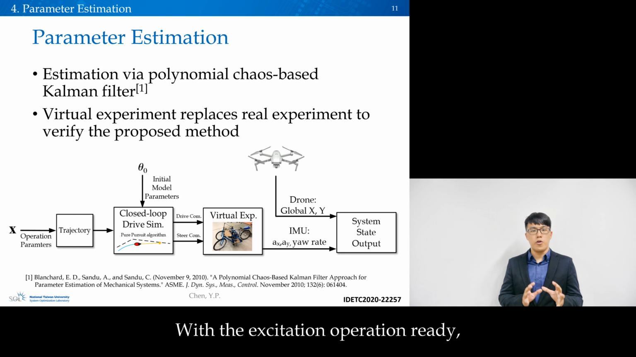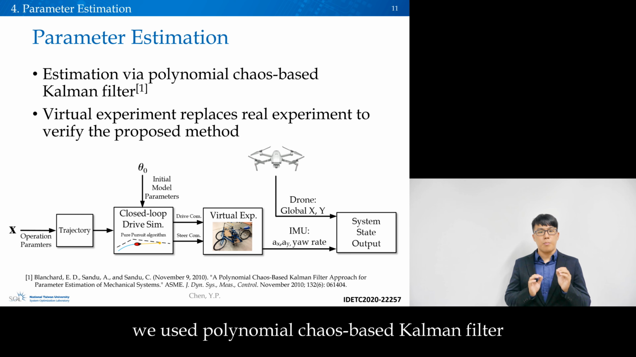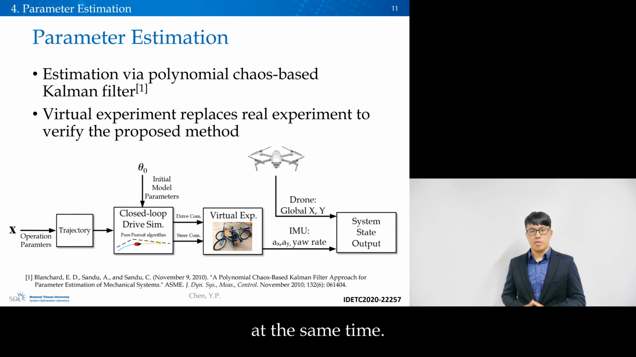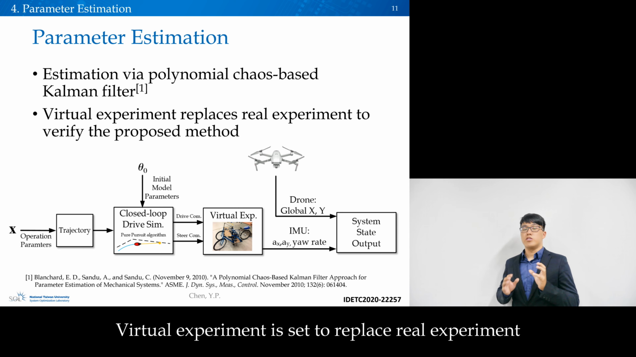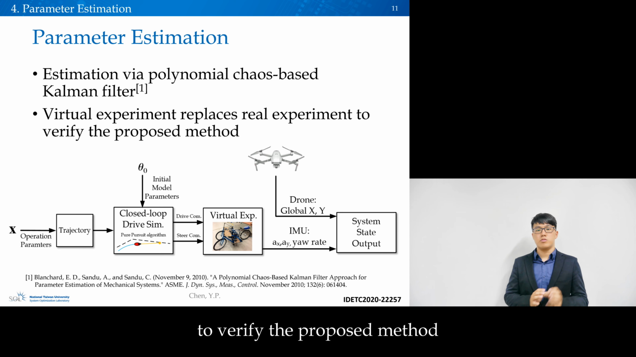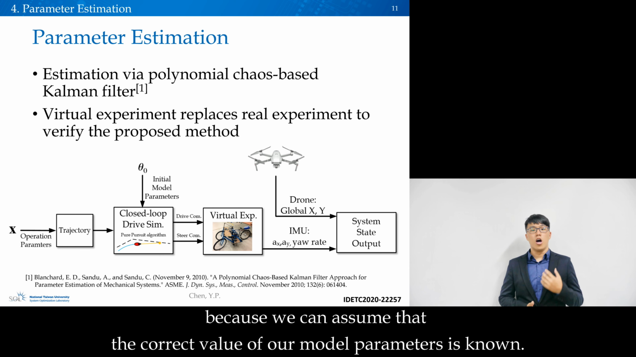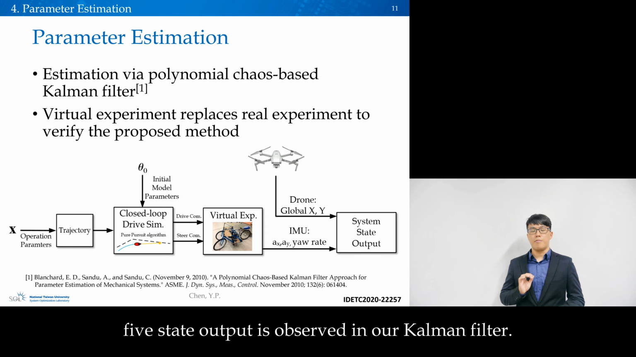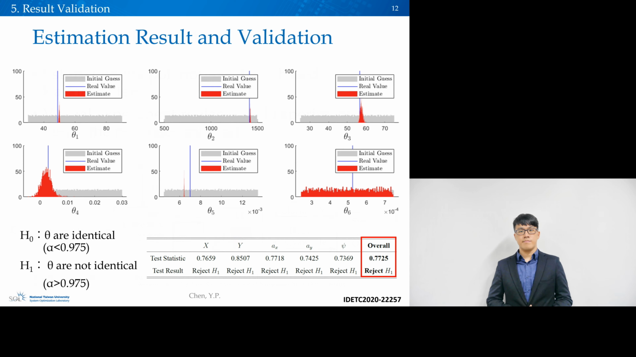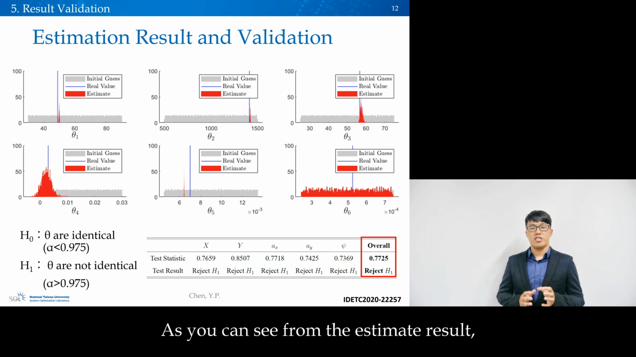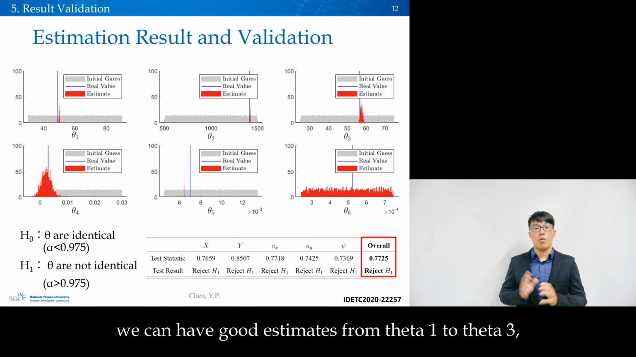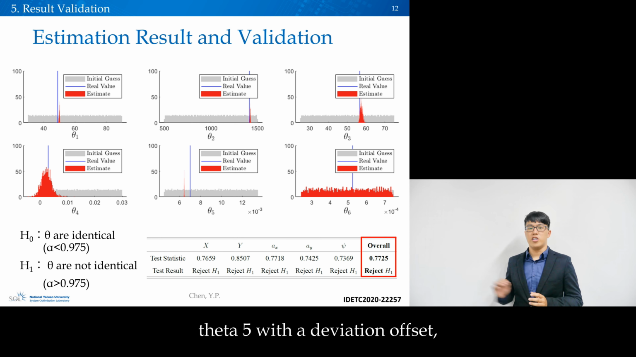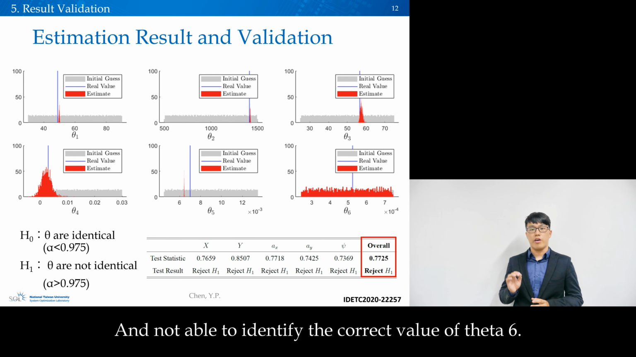With the excitation operation ready, we use a polynomial chaos-based Kalman filter as the tool to estimate multiple parameters at the same time. A virtual experiment is used to replace the real experiment to verify the proposed method because we can assume that the correct values of our model parameters are known. In this experiment, 5 state outputs are observed in our Kalman filter. As you can see from the estimate result, we can have good estimates from theta 1 to theta 3. Also, theta 4 with smaller confidence, theta 5 with a deviation offset, and not able to identify the correct value of theta 6.